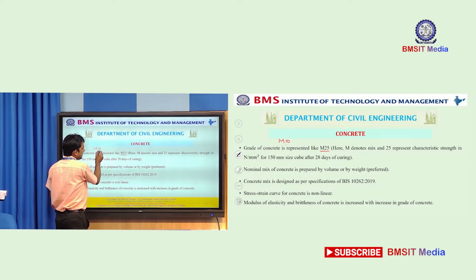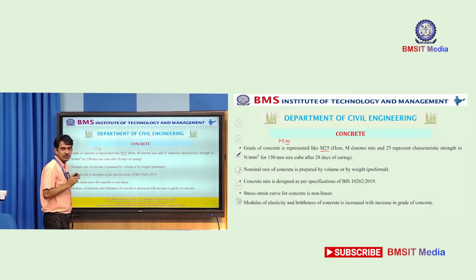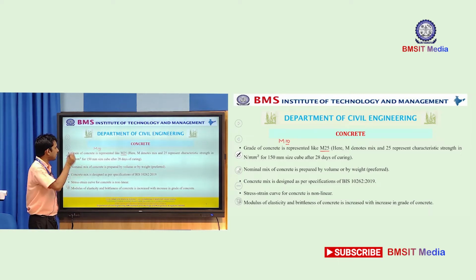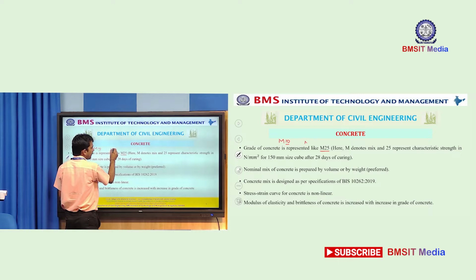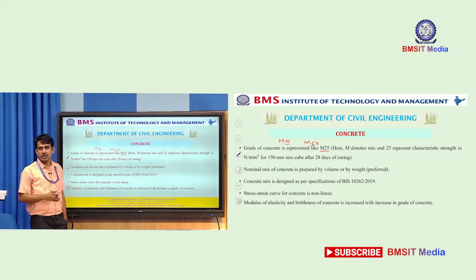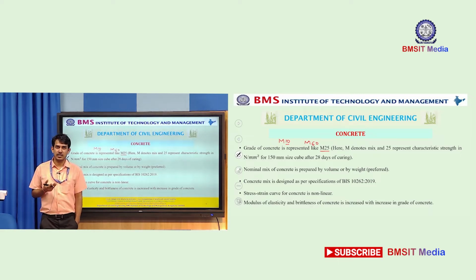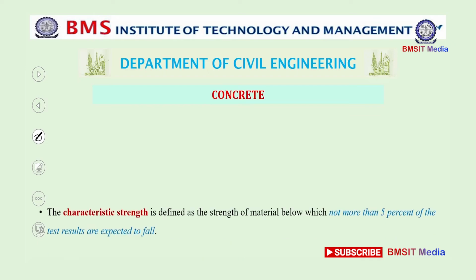Okay, so this is the least grade of concrete we have, and then we have the concrete of M60 also. As we increase the grade of concrete, we found that the modulus of elasticity and the brittleness of that concrete will also increase.